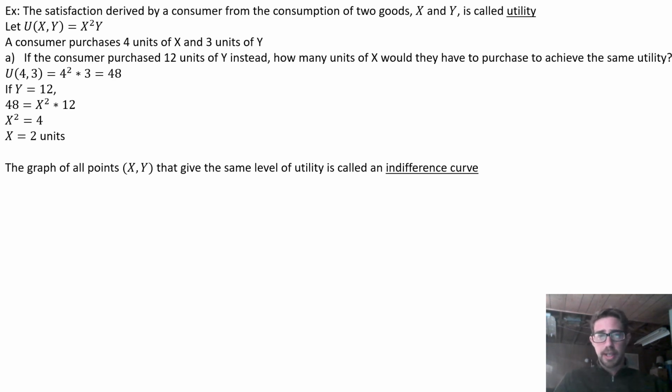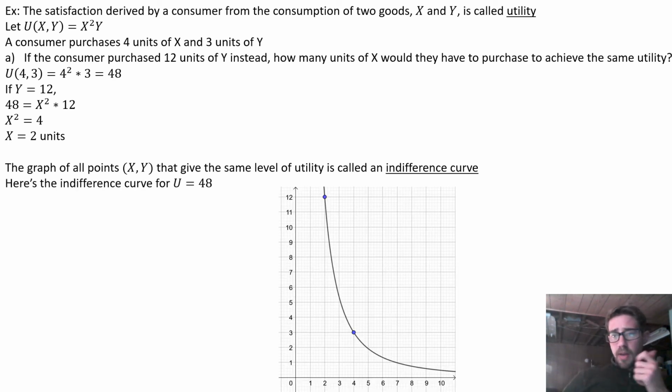So here's what they look like. There's what we call an indifference curve, or just a contour of the original function, u equals x squared y. Notice the point (2, 12) I marked off is on there, and the point (4, 3) is on there, right? So those are two different combinations for x and y that give the same value for u. What else? The point (5, a little less than 2) is on there. So 5 squared times 2 is 50, so 5 squared times a little bit less than 2 is going to be 48.